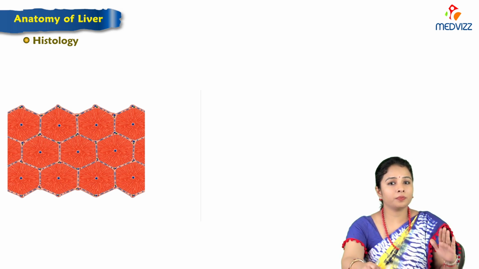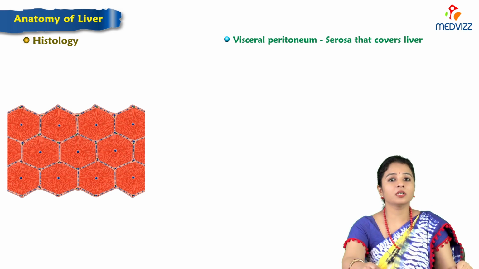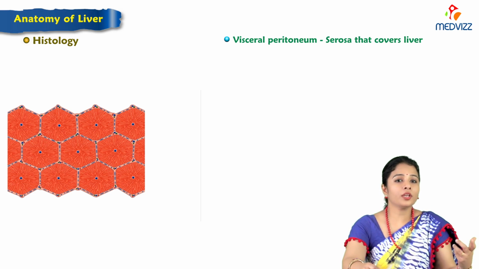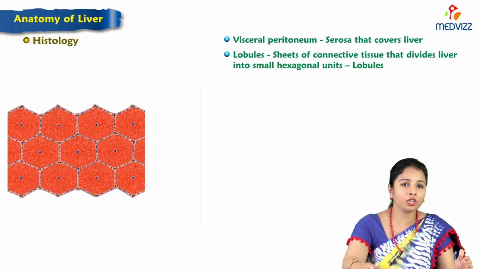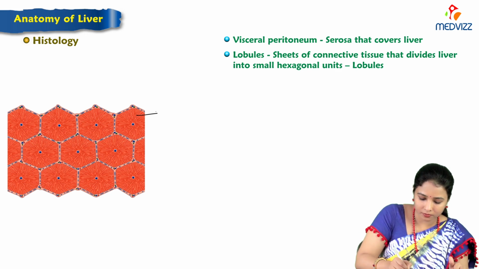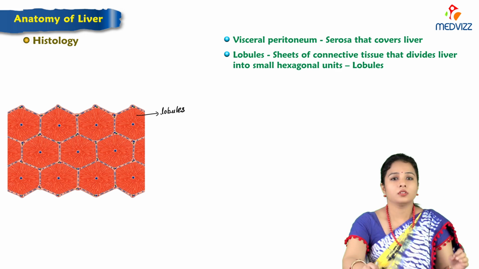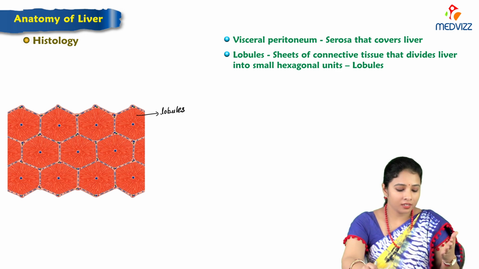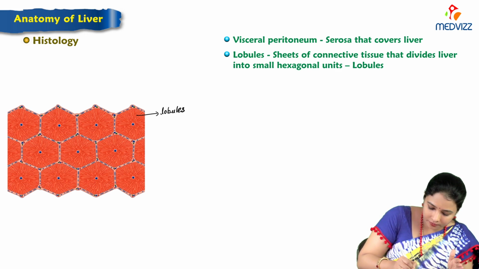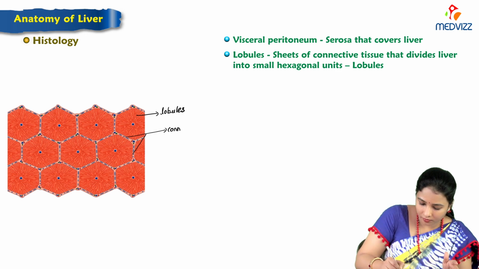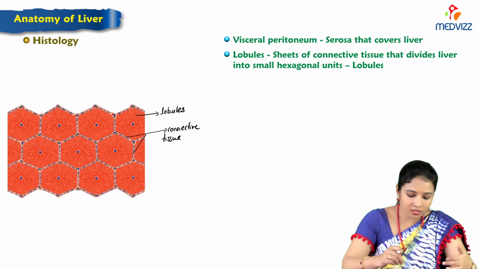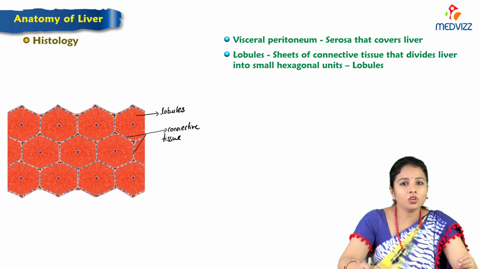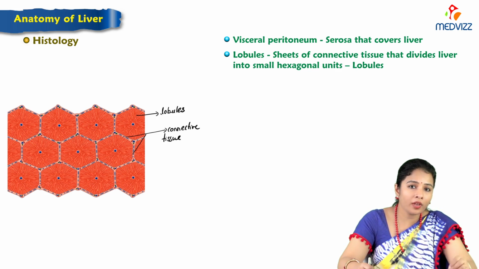Liver, we know, is peripherally covered by the visceral peritoneum, the serosa that covers the liver. And looking at the lobules of liver, there are sheets of connective tissue that divide the liver into small hexagonal units called lobules. You can see the connective tissue sheets, which divide the liver into hexagonal lobules, and each lobule consists of a central vein in the middle.